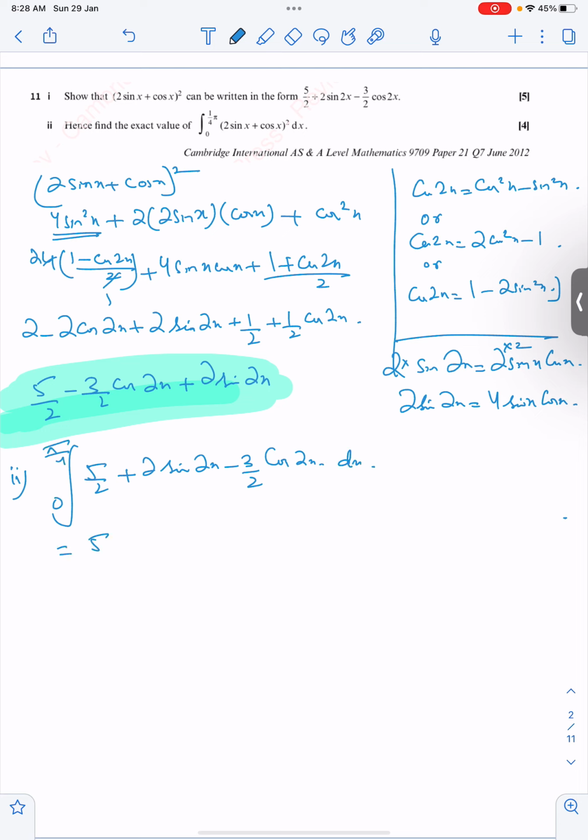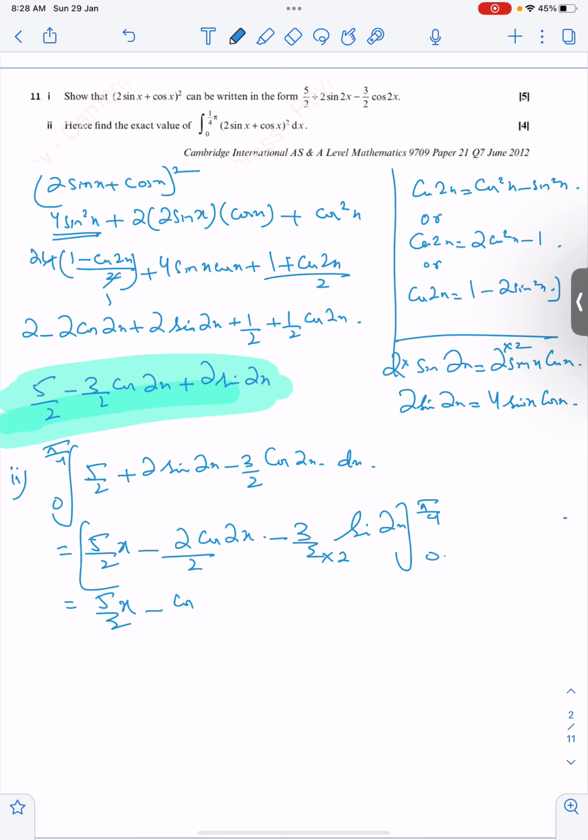Let's integrate this. It will be 5/2 x plus, integration of sine is negative cos, so I'm going to write negative 2 cos 2x divided by 2. Integration of cos is positive sine, so it will be negative 3 upon 2, sine of 2x divided by 2. Okay, so it's 5/2 x, I have to apply the boundaries of pi by 4 and 0, minus cos of 2x minus 3 upon 4 sine of 2x.